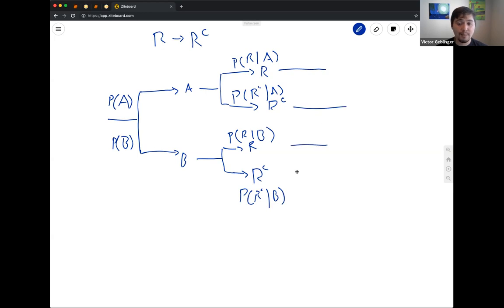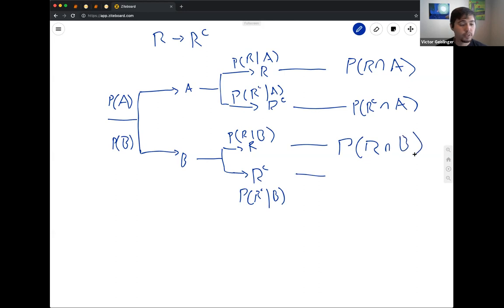So now we can say this is basically the probability of R and A happening. I'm not going to write all of them out, but you can say the probability of not R and A happening, and then similarly the probability of R and B happening. There's a fourth one too, but I'm not going to write it because it takes me forever to write. You can see the pathways going through here, and at the end you're at one of these four pathways. There's not another thing you can land on.